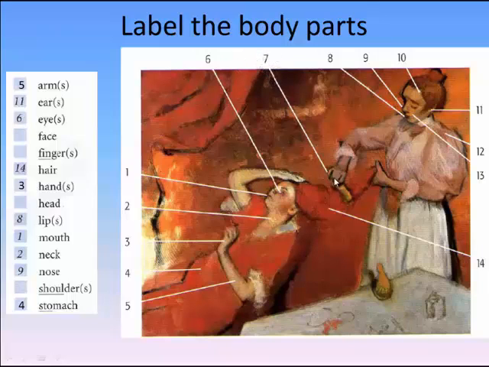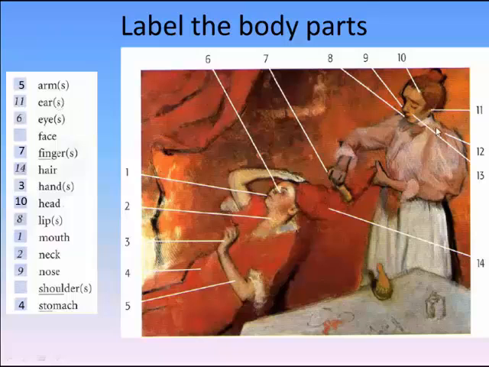Number 7. What is this? She has one here, here, here, and here. Those are fingers. Number 8. Nice red lips. It was done. Number 9 is the nose. Number 10 is her head. Number 11 are her ears.